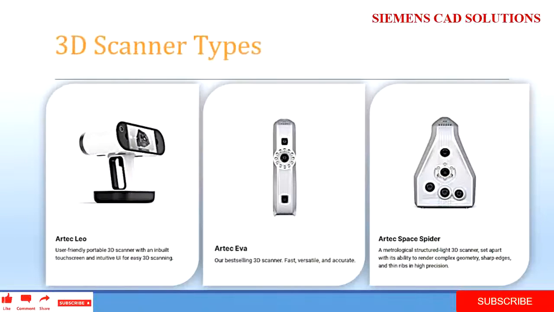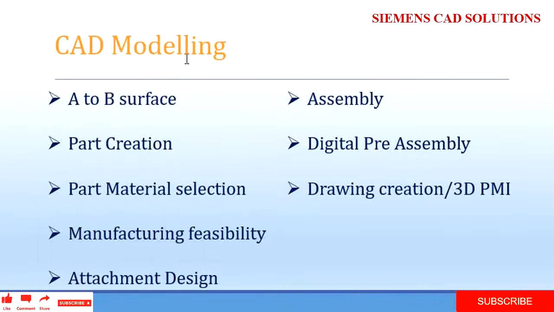So these are the instruments which are used for the 3D scanner. These are the latest models. Depends upon the requirement and depends upon the size, this 3D scanner may vary. Once the surface is created by the studio team, it will give an input to the CAD team.